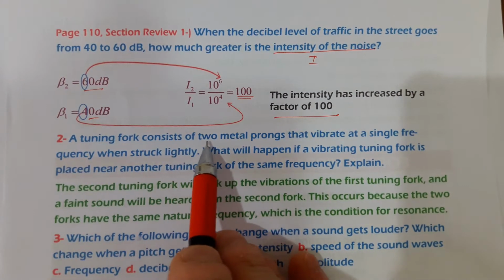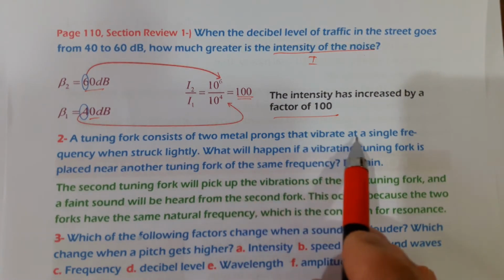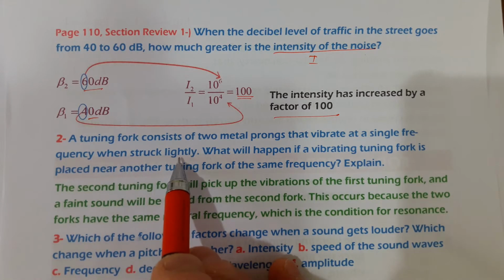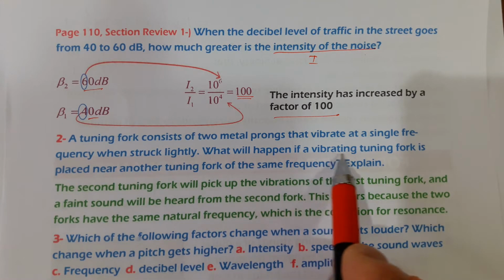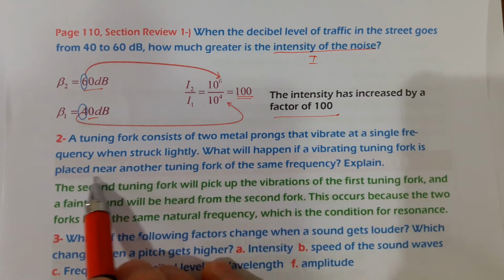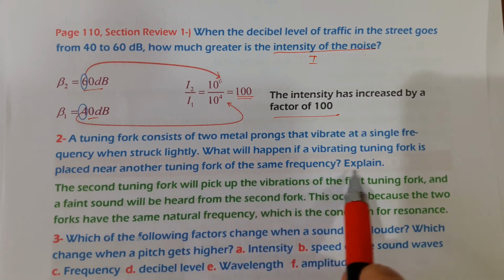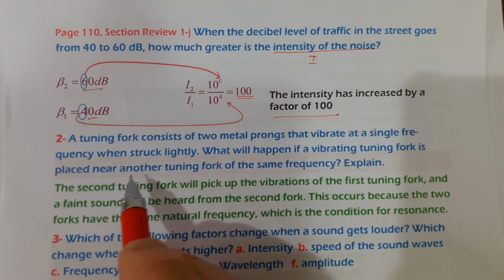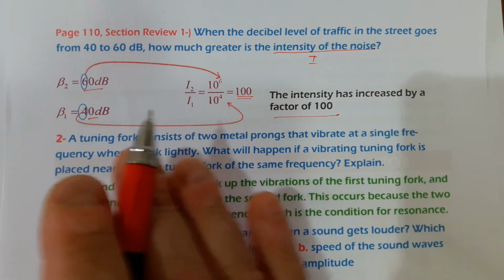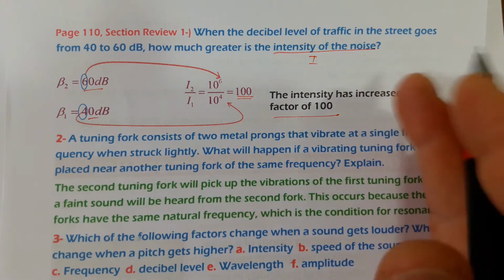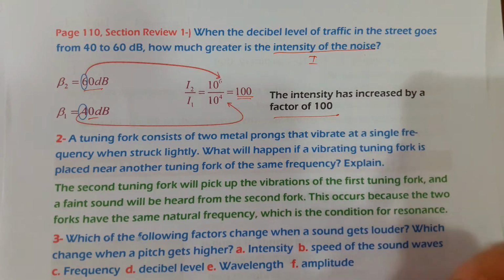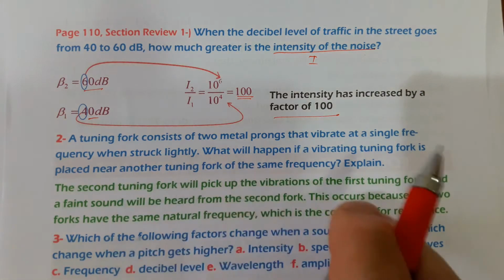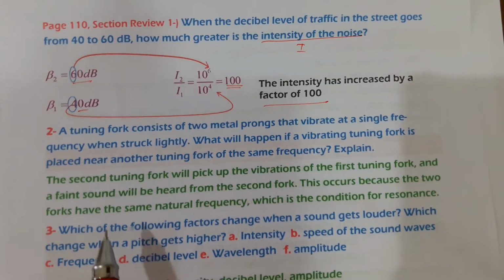A tuning fork consists of two metal prongs that vibrate at a single frequency when struck. What will happen if a vibrating tuning fork is placed near another tuning fork of the same frequency? Explain. Because they have the same natural frequencies, the first one starts to vibrate, and like the pendulum, the second tuning fork also starts to vibrate because it picks up the energy from the first one, because they are in resonance.